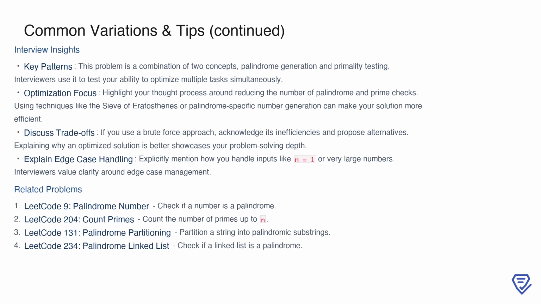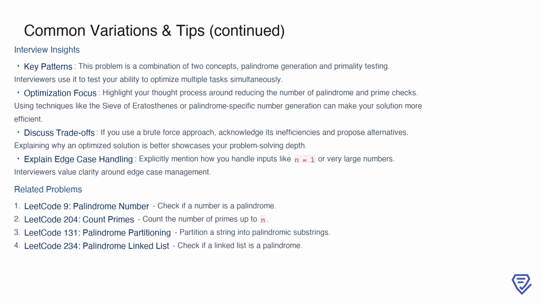Now, let's consider the interview context and key insights. This problem is designed to test your ability to optimize multiple tasks simultaneously, as it combines the concepts of palindrome generation and primality testing. A strong solution doesn't just solve the problem but also minimizes the number of checks for both palindromes and primes. Techniques like the sieve of Eratosthenes can be used to pre-compute primes, while specific strategies for generating palindromes can make your solution more efficient.